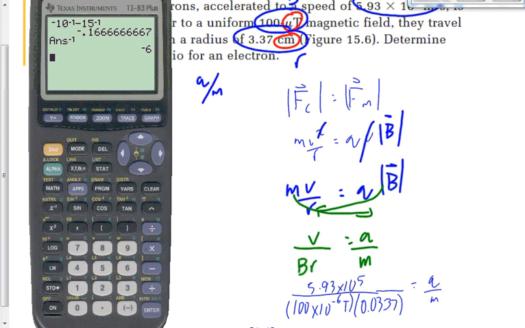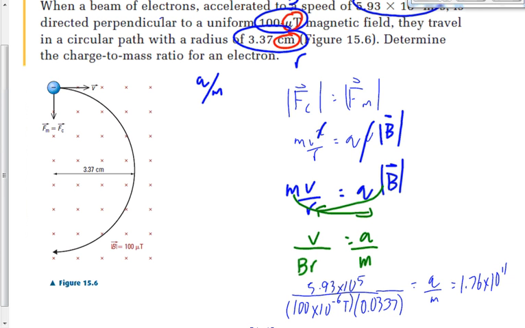If it'll turn on for me, there we go. Let's say 5.93 times 10 to the 5 divided by, use some brackets down here on the bottom, 100 times 10 to the minus 6 times 0.0337. Oh, you're 1.76 times 10 to the 11. I think that was the number that I'd given you, right? So I was right with it.